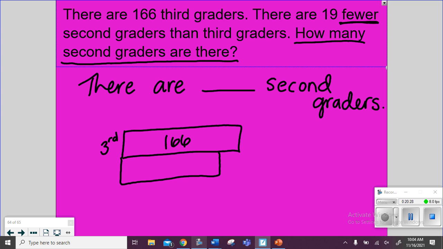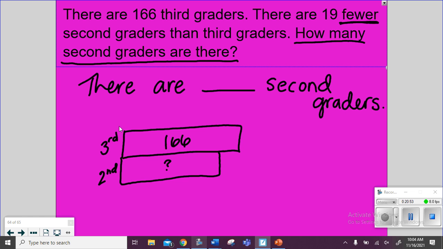I'm gonna label that bar with a second. But I don't know how many second graders. Henley, please get that off your head. So I'm gonna put a question mark. Question mark is fine. But there was one thing I did know.